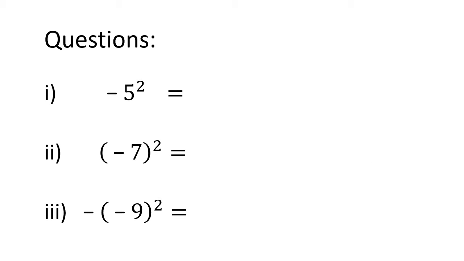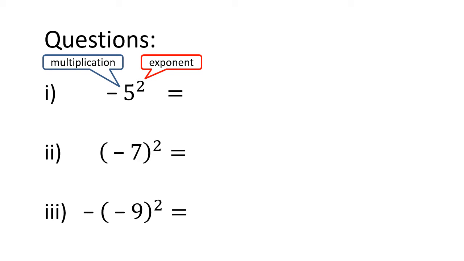Let's try some questions. The first question is negative 5 squared. A common mistake is doing negative 5 times negative 5. But this is wrong. Let's see what was wrong. As you can see, 2 is a square, which is an exponent. And between negative and 5, we see nothing. This means that there is a multiplication sign in between. By the order of operations, we need to calculate the exponent first.